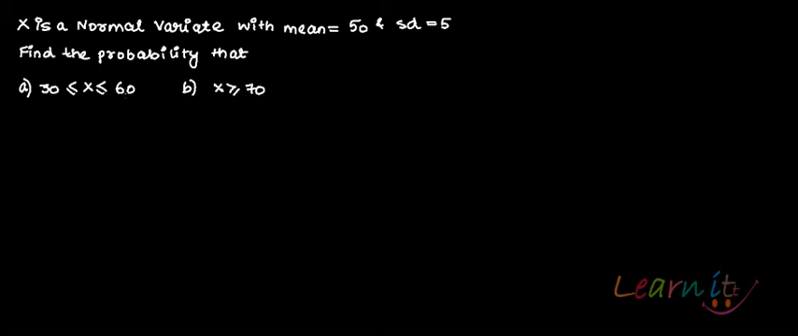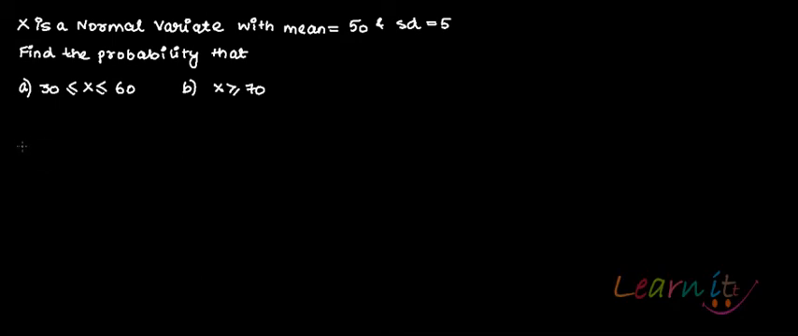You're given a question where x is a normal variate. It follows a normal distribution with mean 50 and standard deviation 5. You have to find out the probability that x lies between 30 and 60, and the other probability that x is greater than or equal to 70.